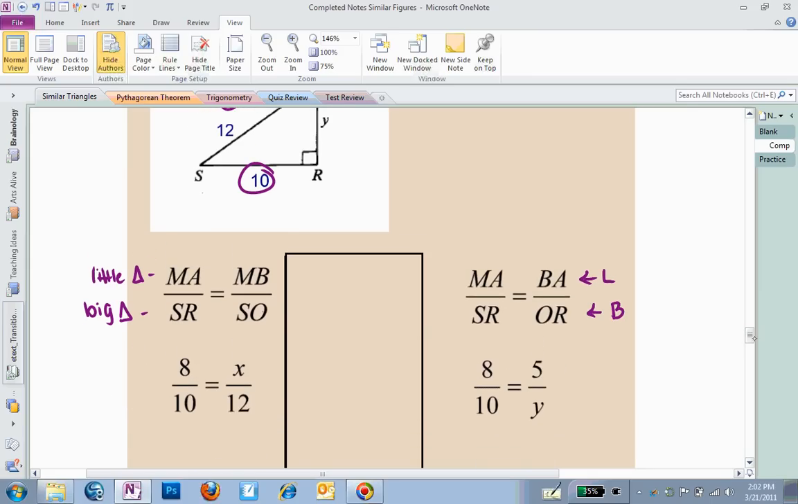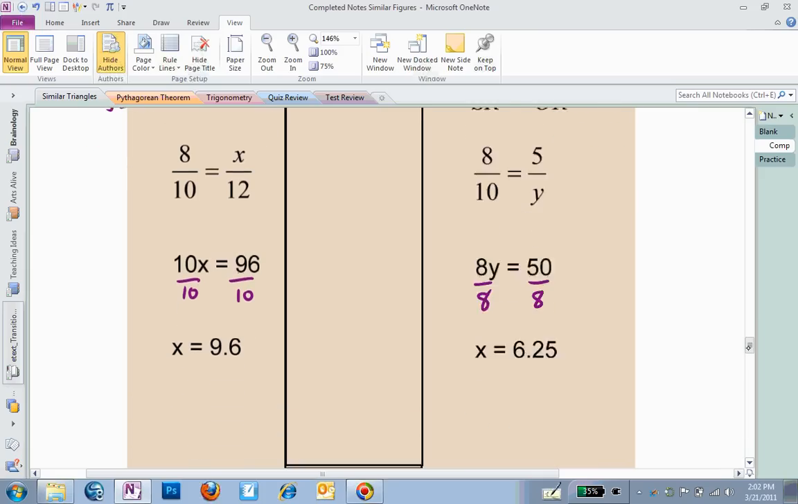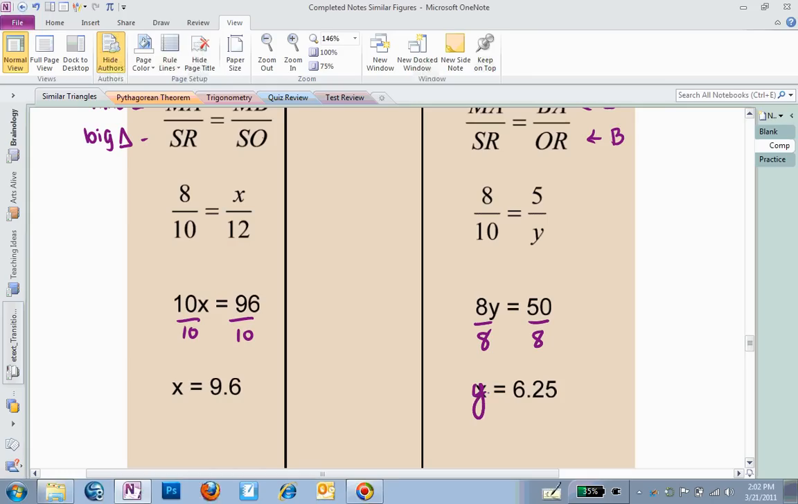Now I have a proportion I can solve by cross multiplying. 8 times Y is 8Y, 10 times 5 is 50. Divide both sides by 8, and I end up with Y equaling 6.25.